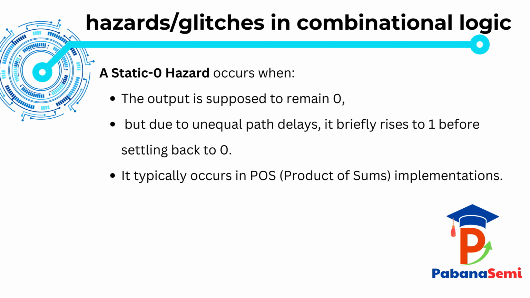Why does this happen? When an input changes, different logic paths update at different speeds. One sum term may become high slightly before another sum term becomes low. For a short time, both sum terms are high. Since the final output is the AND of those sum terms, the output temporarily becomes high, even though logically it should have stayed low. That brief unwanted pulse is the static 0 hazard. So just like static 1 hazards cause unwanted dips, static 0 hazards cause unwanted spikes. Both are purely timing issues caused by unequal path delays.